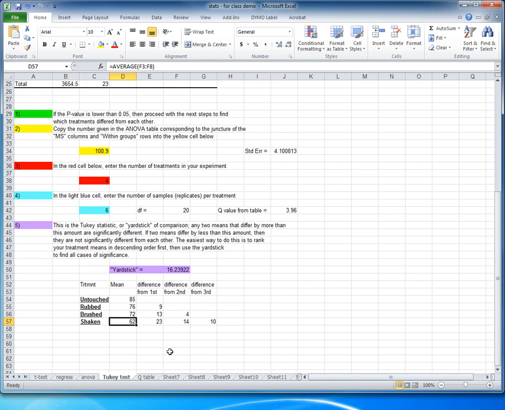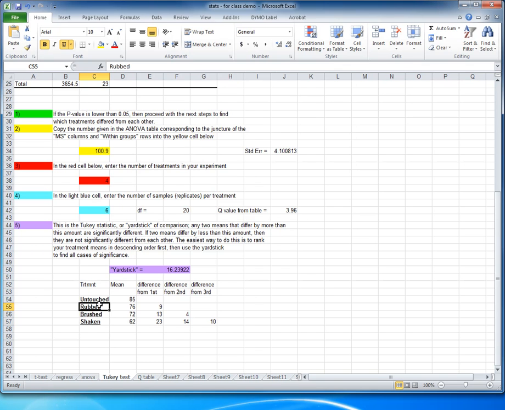So what are all the possible combinations of differences? 85 less 76 is 9. I would conclude that untouched and rubbed are similar because the difference, 9, is less than the Tukey statistic, 16. It has to be 16 or more to be different. So again, let's do the next one. 85 less 72 is 13, still less, no difference. 85 less 62 is 23, that's more. So we know that the untouched is statistically taller than the shaken group. That's what we know at this point. And then we go on and do the rest of them.